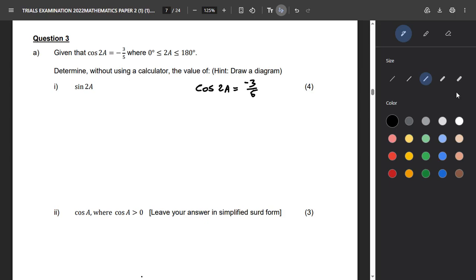So this is what I'm going to do. To decide which quadrant we need to put this on, you're going to do your Cartesian plane, right? And then you check cos 2a, it's negative. Where is cos negative? If I say All Students Take Coffee, this tells you that the cos is negative in quadrant 3 and quadrant 2.